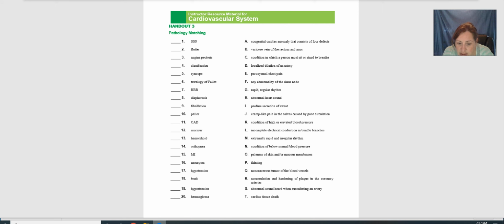Do you see it? I see it. G, rapid regular rhythm. Okay. Now, did it change a word? Yes, it went from heartbeat to rhythm. It didn't put the word any in front of it. You have to be able to recognize that they mean the same thing, okay?